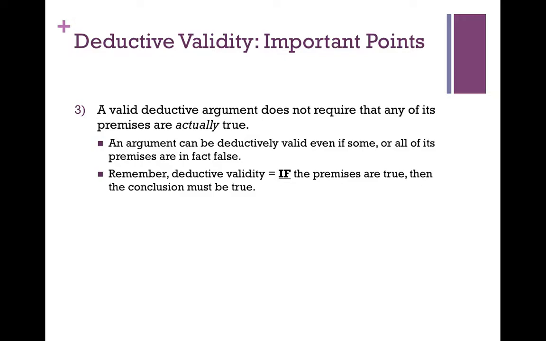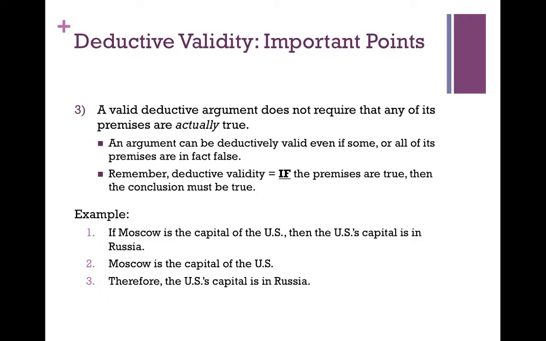You can have an argument that's completely valid, is 100% valid, and yet everything about it be false. The premises could be false, the conclusion be false, and yet the argument be 100% valid. And I'm going to give you an example of an argument that is valid despite having a false premise. If Moscow is the capital of the United States, then the U.S.'s capital is in Russia. Moscow is the capital of the United States, therefore the U.S.'s capital is in Russia.